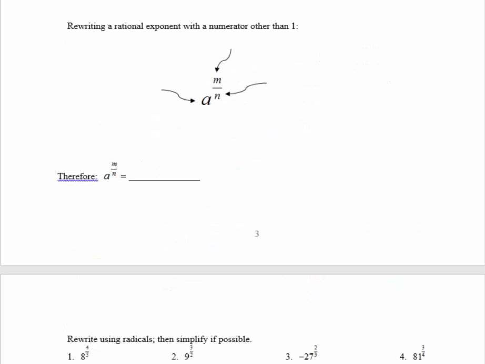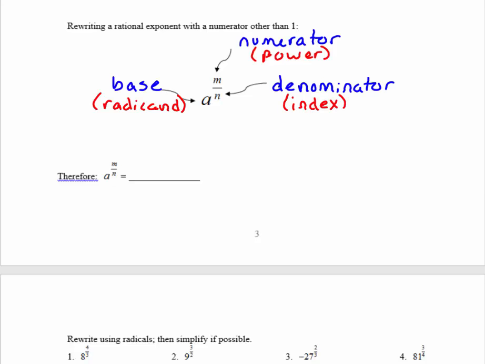So what happens if our numerator is not a 1 anymore? So rewriting a rational exponent with a numerator other than 1. So a raised to the m over n. Well, a is still the base, which is the radicand. M is still the power, which is the numerator, and n is still the index, which is the denominator. So to look at that, we see that a is still the base, we call it the radicand. The numerator is still the power, it's not going to be 1 anymore, and the denominator is still the index.